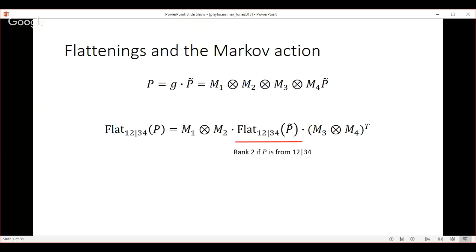An important thing is, say this clipped tensor has arisen on this tree, 1, 2 away from 3, 4, so it's a rank 2 thing. Generically, this M1 Kronecker product with M2 is going to be rank 4, and M3 Kronecker product with M4 is going to be rank 4. So I have something rank 4 times something rank 2 times something rank 4, and generically, this thing on the left is going to be rank 2.